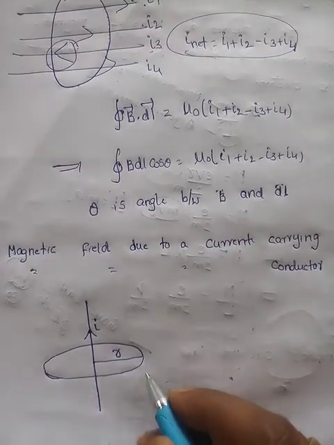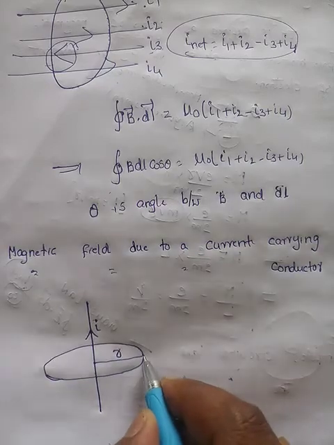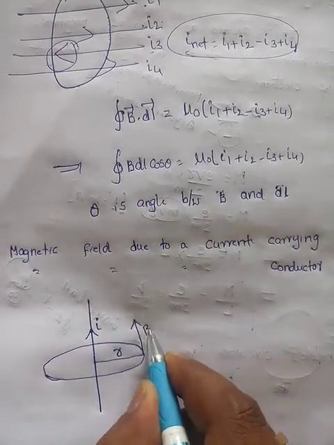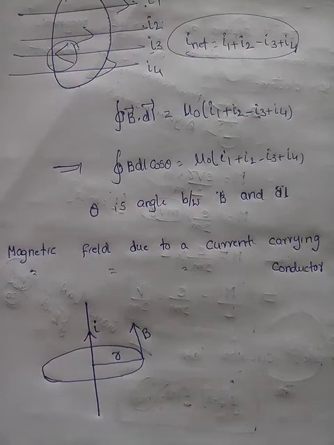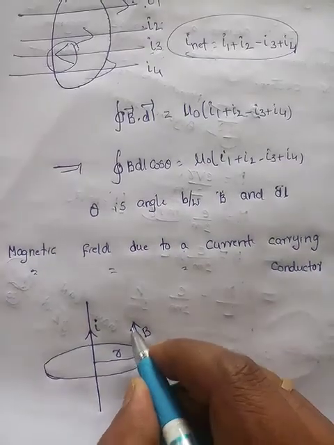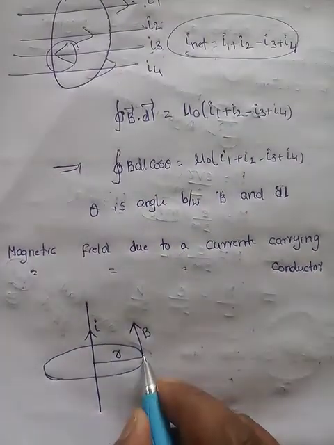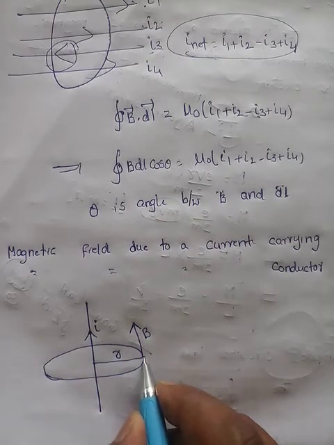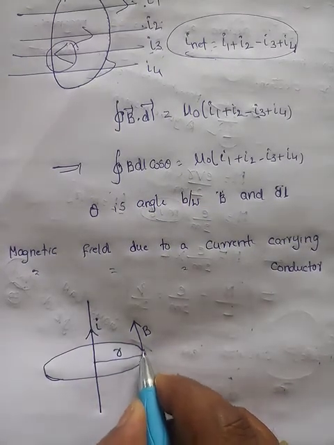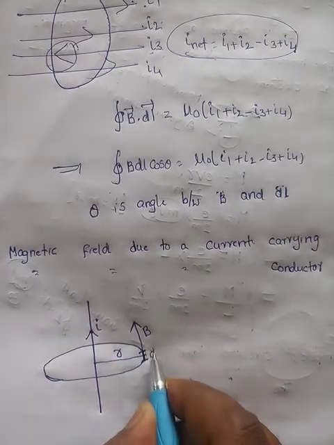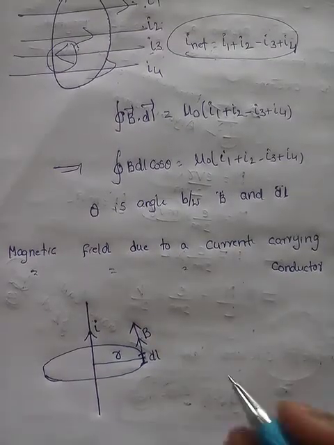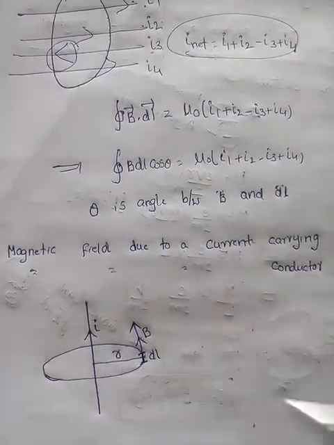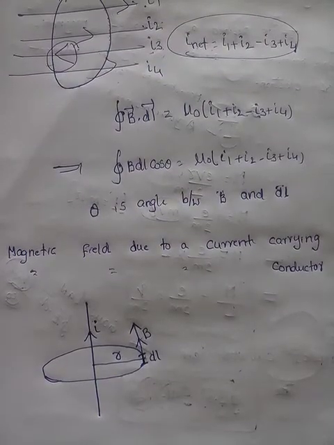Now, what is the magnetic field? The magnetic field direction is obtained by drawing a tangent at any part of the circular loop, right? If you draw a tangent to the circle, it gives the magnetic field direction. So, we should apply Ampere's circuital law. We should consider a small current element, dl. So, dl is also along the same direction. Here both B and dl are along the same direction.